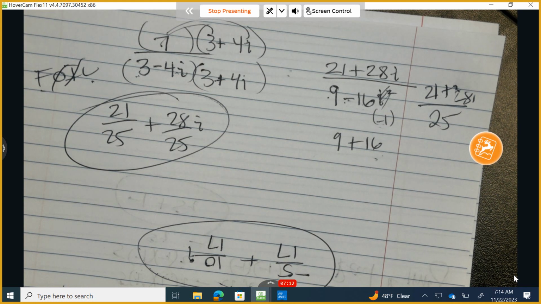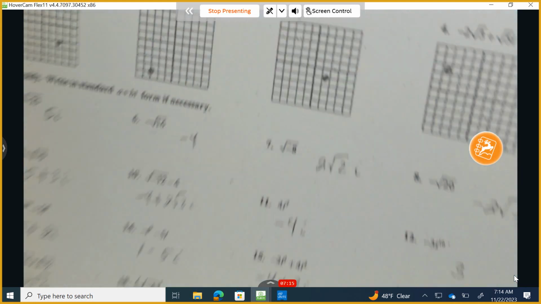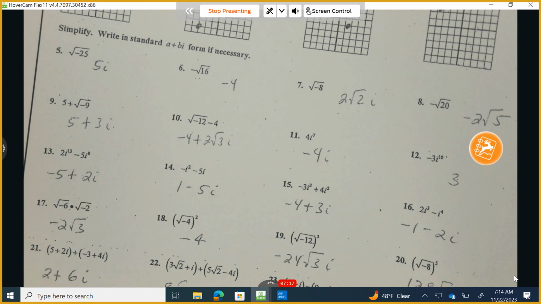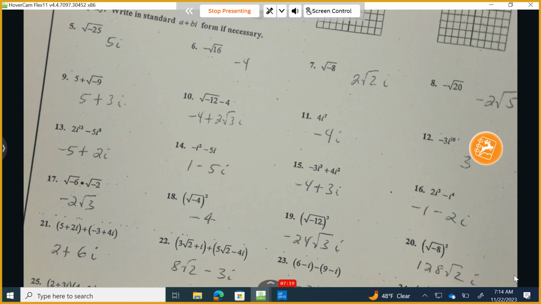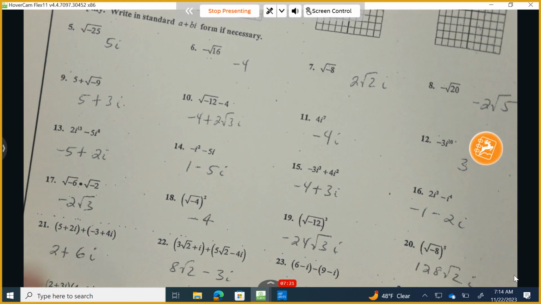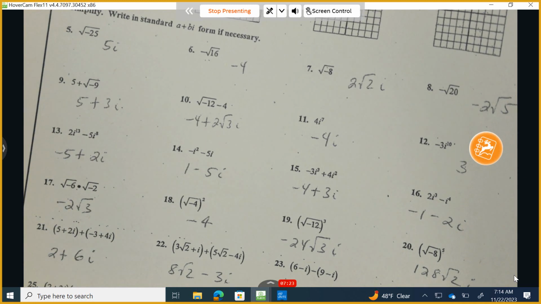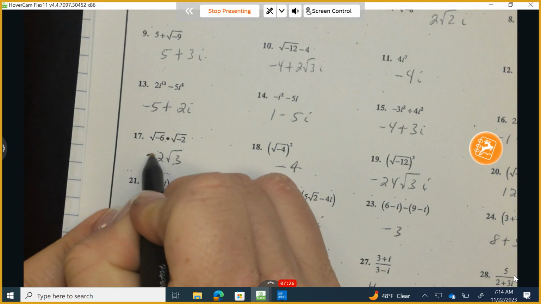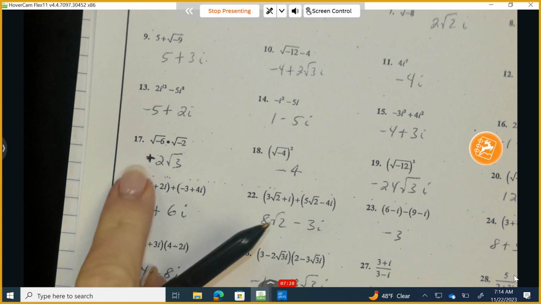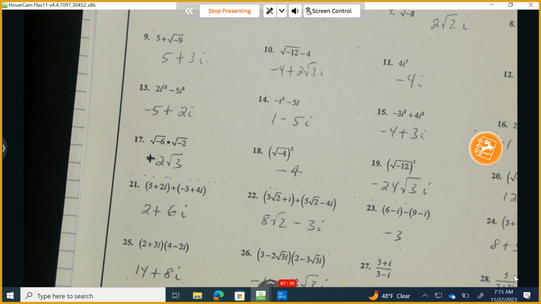I did see a mistake, one of you brought it up to me. If you could flip to the side, I will find the mistake here. It was one of them on this side. Which one is it? 17, I believe this is supposed to be positive right here, correct? So 17 should have been positive 2 square roots of 3.